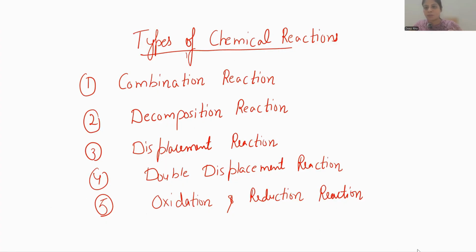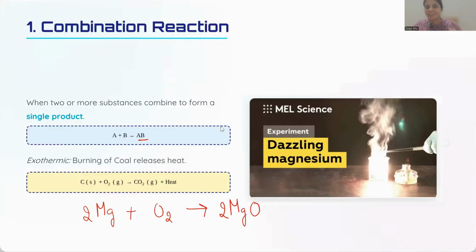Let's start with the combination reaction. As the name suggests, two or more substances combine to form a single product. So A plus B is equal to AB. You have seen that burning of anything, suppose coal, releases heat. So carbon when reacting with oxygen gives CO2, and heat is released. The heat is released in which type of reaction? Exothermic. So one product is formed, this is CO2. This is a combination reaction.